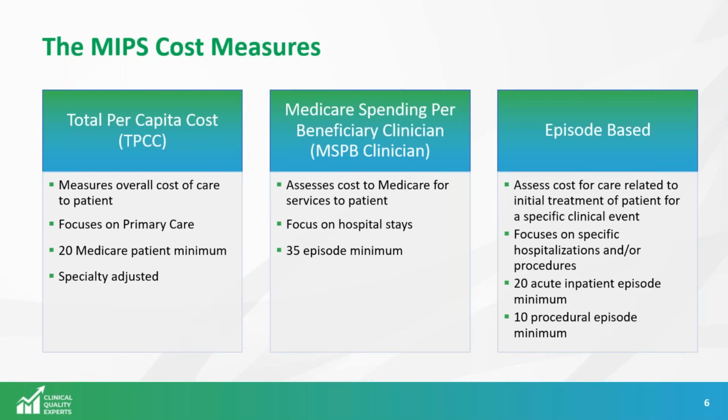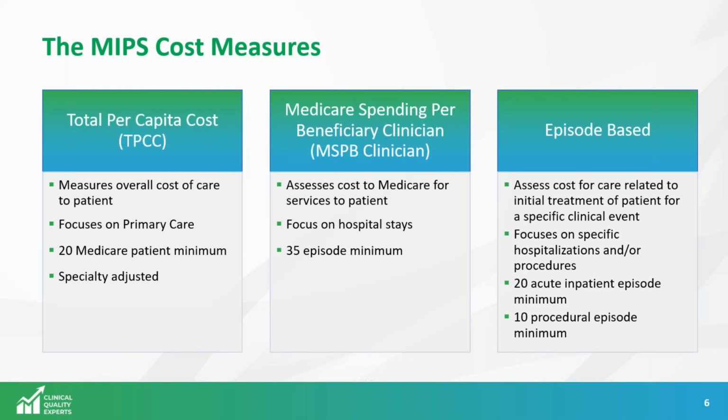The next part is the MSPB. This one assesses the cost to Medicare for services to the patient, and it focuses on your inpatient hospital stays. Now you get a 35 episode minimum for this one.